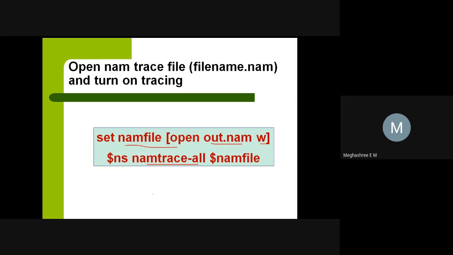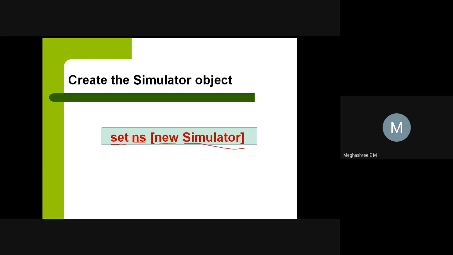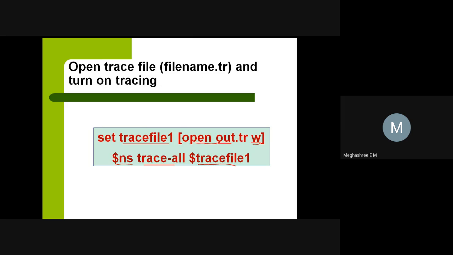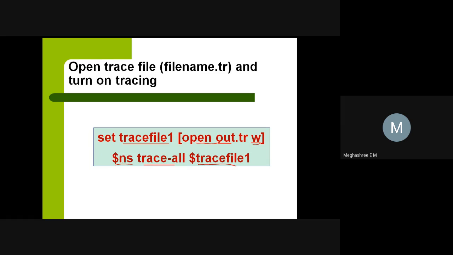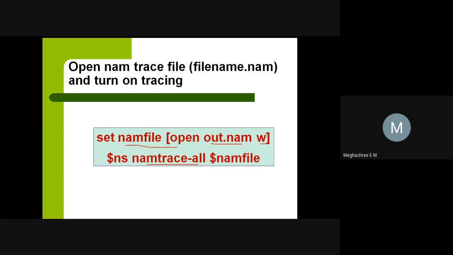And one more thing, see here, ns is the object created here, right? So you have to call this object here. So how do you call it? With the help of the dollar symbol. So prefix dollar to the object name. That means you're calling the created object here. That is one way of calling the object.